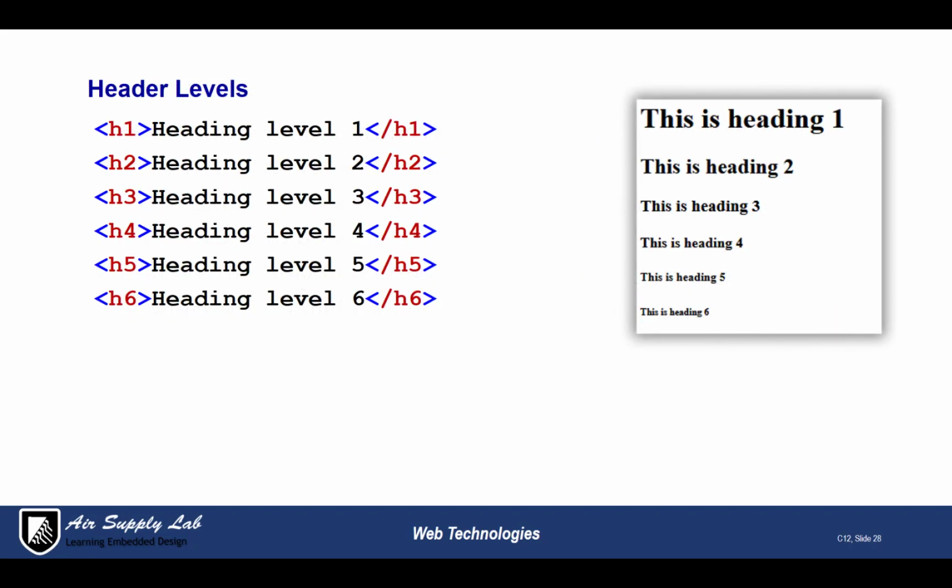Here is the code to show you all the heading tags displayed on the browser. Use H1 to H6 elements only for headings. Do not use them just to bold text or resize text. You will use other tags for that.